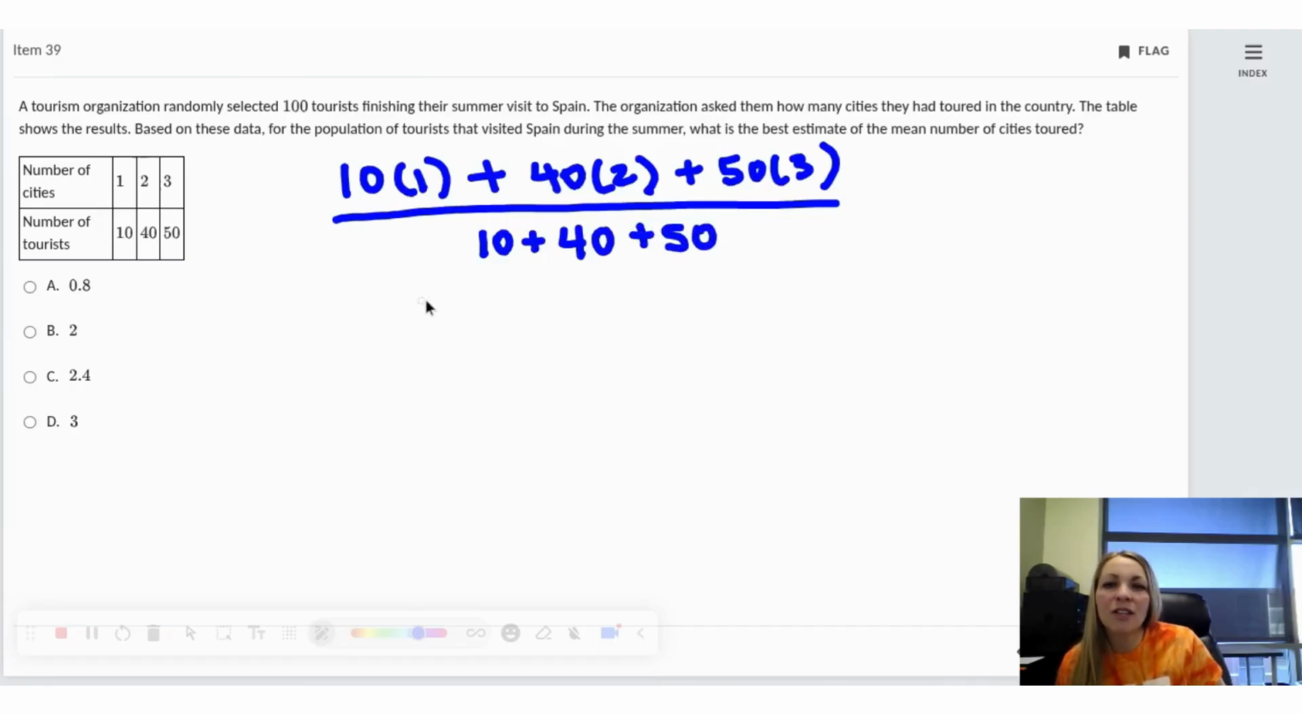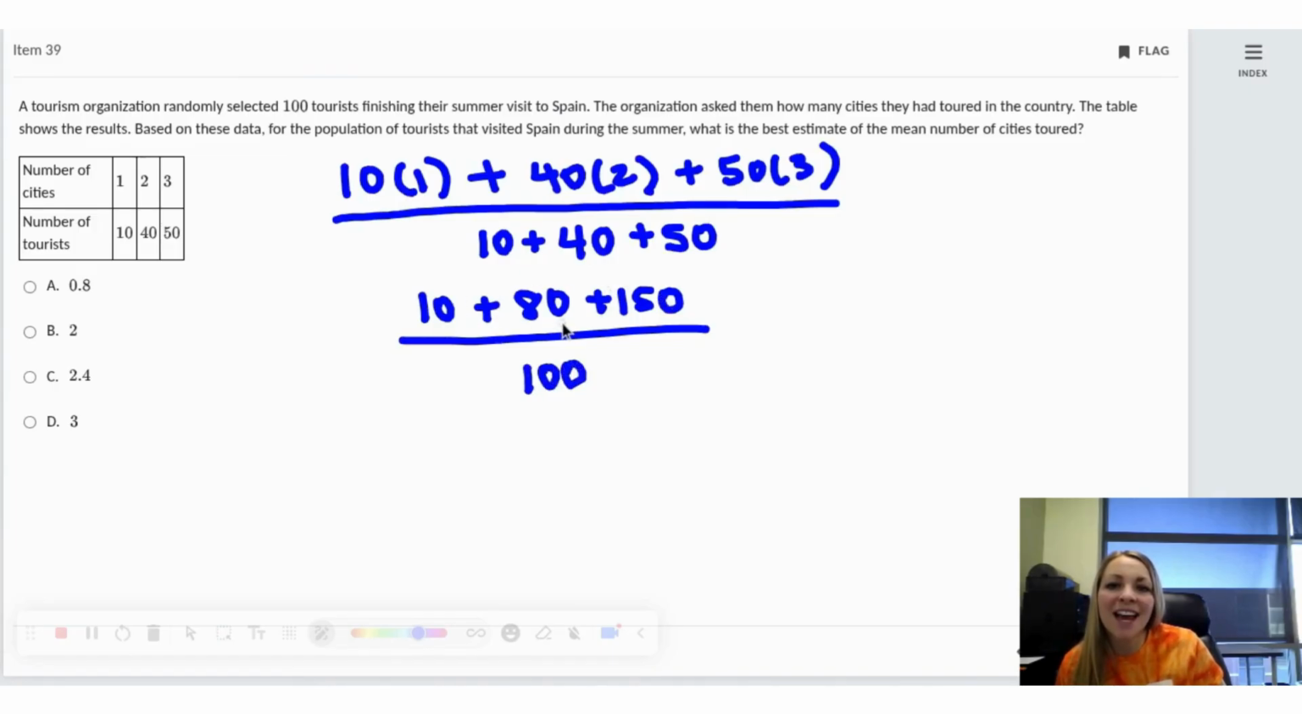If I simplify this really quick, I get 10 plus 80 plus 150. And on the bottom, 10 plus 40 is 50 plus 50 is 100. Simplify this all together. 10 plus 80 is 90, and 90 plus 150 is 240. Over 100, and 240 divided by 100 gives us answer choice C, 2.4.